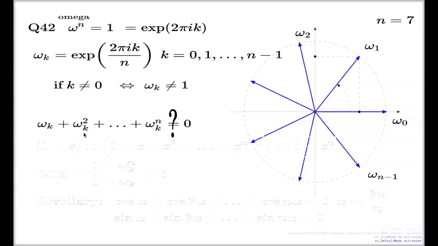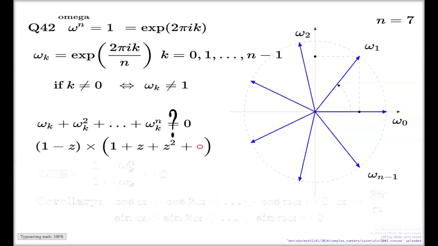However, I personally like a different way of framing this. It's basically this. Essentially, it's the same thing. It's the sum of the geometric progression formula. But I personally like to write it something like this. This is the sum of the geometric progression formula.